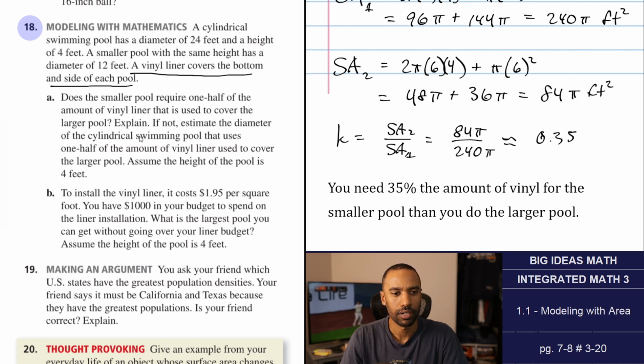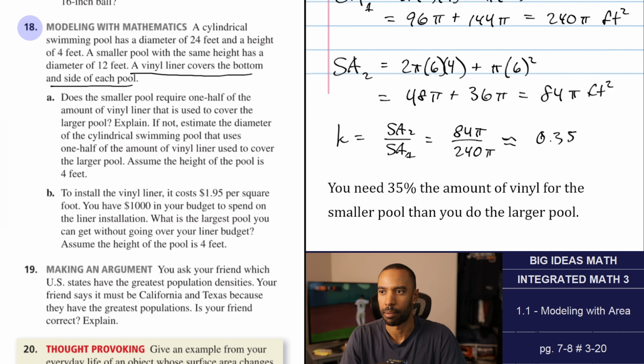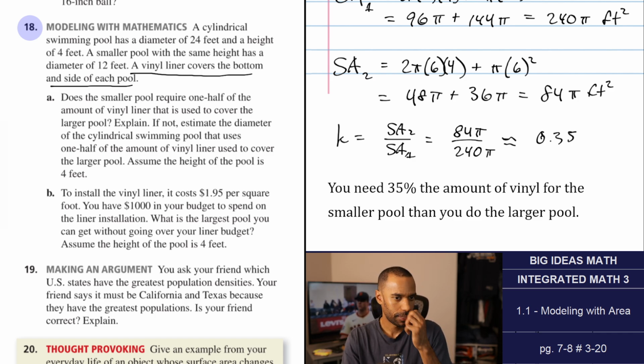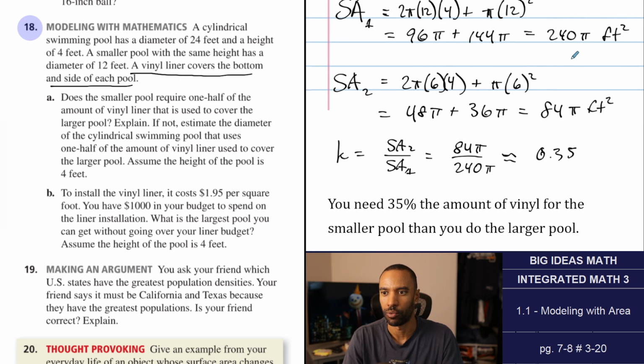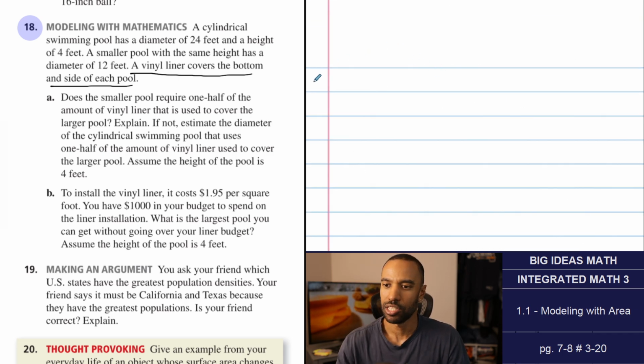Estimate the diameter of the... Oh, we still have to answer that part. Estimate the diameter of the cylindrical swimming pool that uses half the amount of vinyl. So we need to basically solve for r in that scenario. Now, we found the 240, we're going to use that. I'm going to go to the next page, though. So this is 18A, continued.